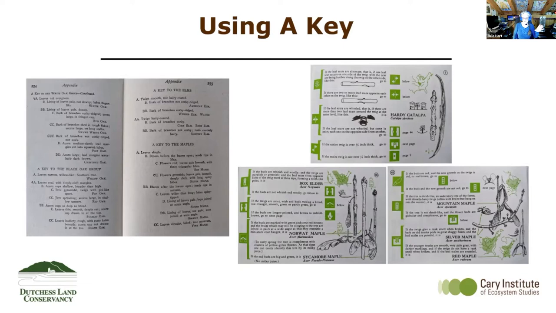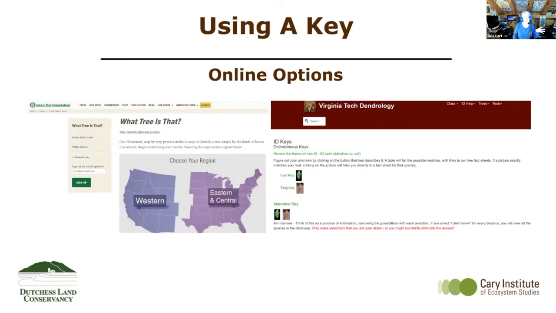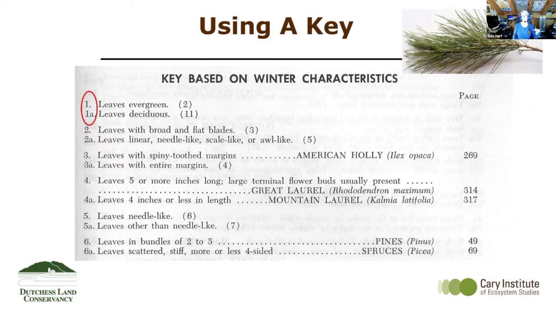There's a lot that are available in book form. These are a couple of keys that I've used. The one on the left is from one of my dad's books when he was growing up, that was published in 1909. So tree keys go back a long ways. There's also online options, and we'll send you these links with the materials post-program. The Arbor Day Foundation and Virginia Tech's Dendrology Program both have great online dichotomous keys, which do the same thing. It asks you a question, you click on which of the two possible answers it is, and it'll lead you through the process of identifying the tree. So let me just quickly run you through the basics of how a key works.